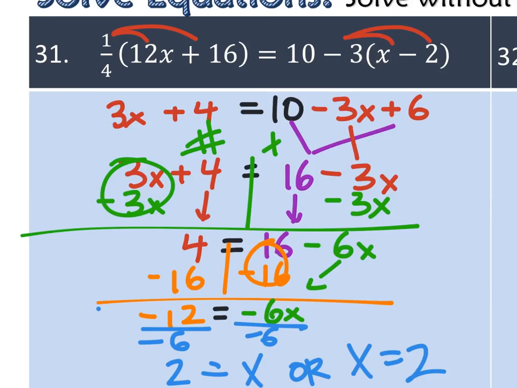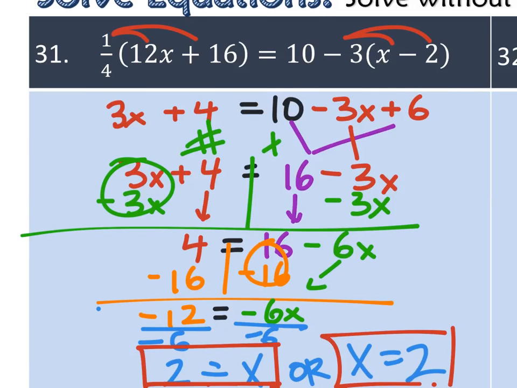Now let's check though. I said x is 2, so I'm going to plug this into my calculator exactly like I see it: 1/4 parentheses 12, but instead of x, I'm going to put 2. So 12 times 2 plus 16, close parentheses, I get 10. On the right side, I got 10 minus 3 parentheses x, but now x is 2, minus 2 close parentheses, 10. That's correct. So that confirms that x equals 2 is the solution to this equation.